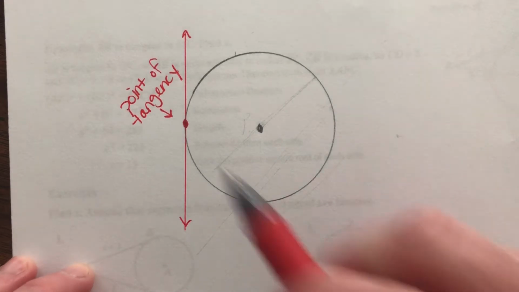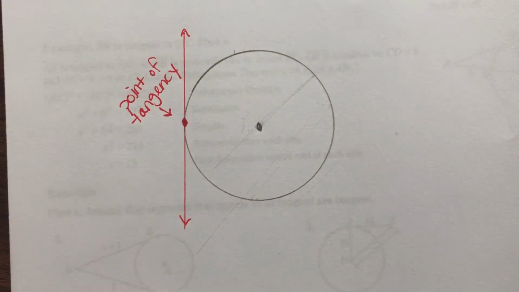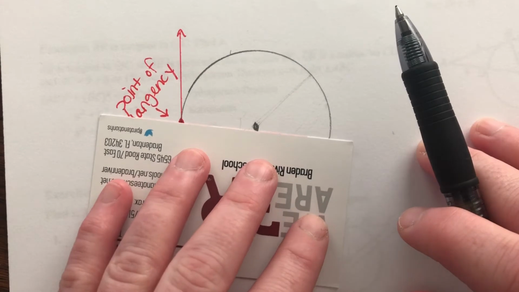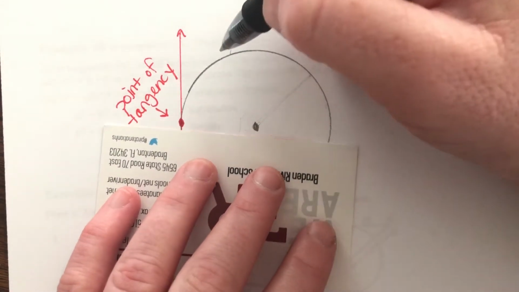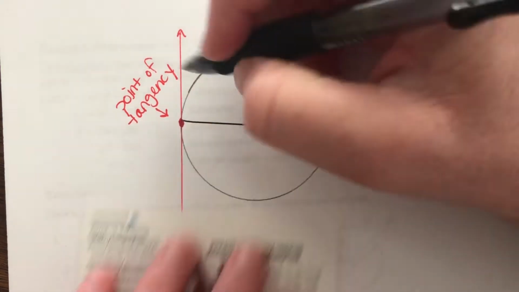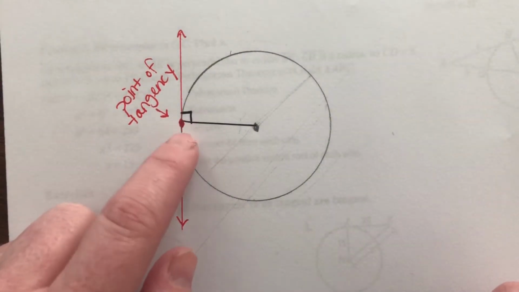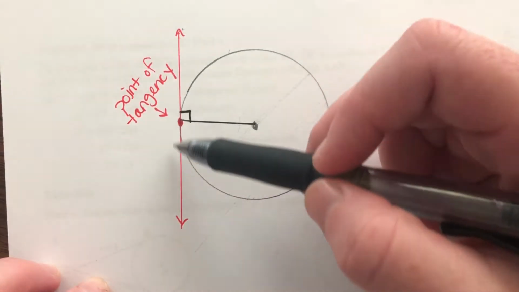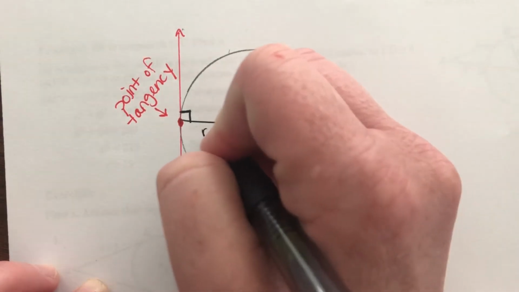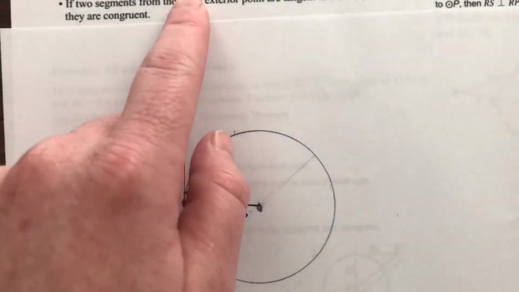The first rule is the point of tangency between a line tangent to a circle is always perpendicular to the radius of the circle, right? So if I was going to draw a line between that tangent and the center of the circle right here, it's supposed to be 90 degrees. Now I'm hand drawing this, so it might not be exact, but it is 90 degrees, right? A line tangent to a circle is always perpendicular to the radius. Always. So that's the first rule that we have written here.